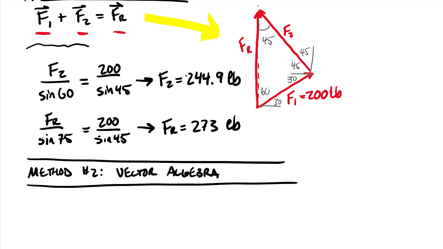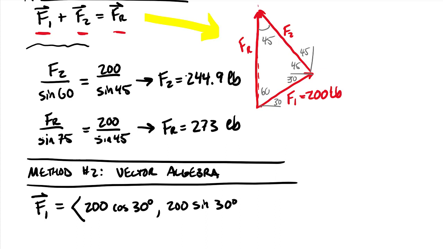All right, so to use vector algebra, I need to write the vector components of each force. And so I have that F1 as a vector has a known magnitude. That known magnitude is 200. I'm going to use the bracket notation here. So 200 magnitude, and then it's going to be the cosine of the 30 degrees, because cosine is the adjacent angle, gives me that horizontal component. And then I'll have 200 and sine of 30 degrees. Now both of these will be positive values because both the horizontal and vertical components here of F1 are positive.